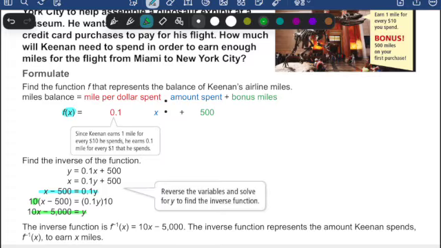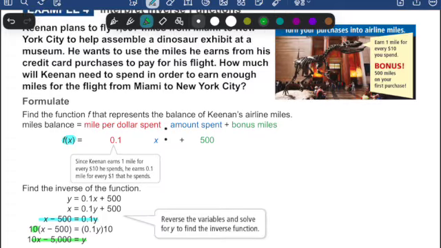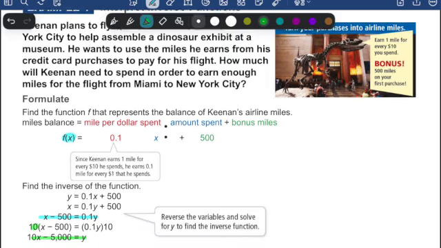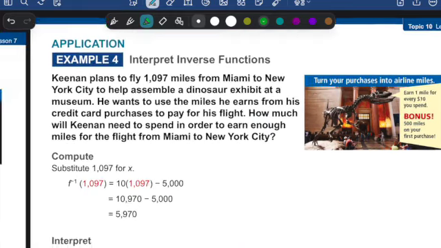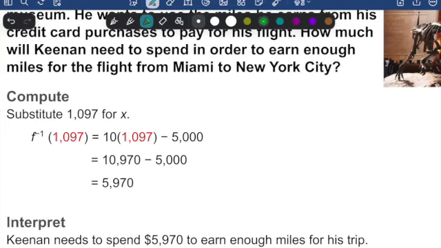Okay, and we can use that then because we know how many miles he has. He's going to use 1,097. So if we use that inverse function to evaluate for 1,097 miles, we can plug that into our function and solve. He will need to spend $5,970 to earn enough miles for his trip.